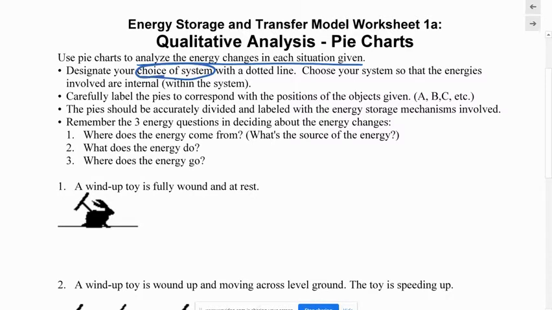This means what objects are we going to include in our system, or as we said last class, which objects we are watching and monitoring the energy of. We want to try and make our system so that all the energy is internal, so it stays within the system and doesn't leave. We're going to create pies to correspond with the position of the objects given. And 3 questions, if you get stuck, are right here: thinking about where energy comes from, where does energy go, and what does the energy do?